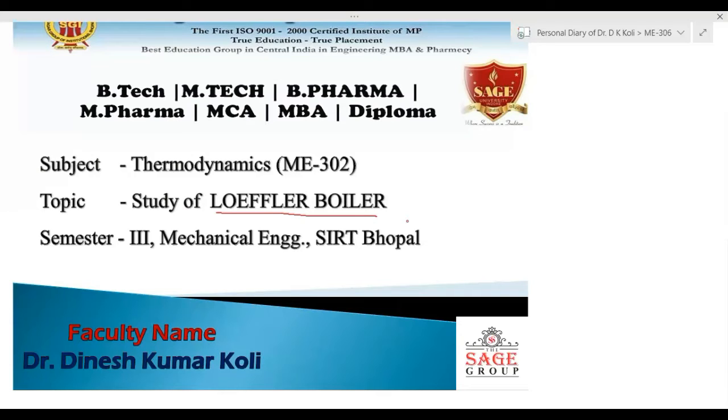But we have seen from the working of the Lamont boiler that there are some difficulties. There is the formation of steam bubbles on the inside of the tube or pipe of the boiler, and because of the formation of such bubbles, it creates a hindrance in the flow of heat. There are chances of overheating of the tubes, and it also affects the performance of the Lamont boiler.